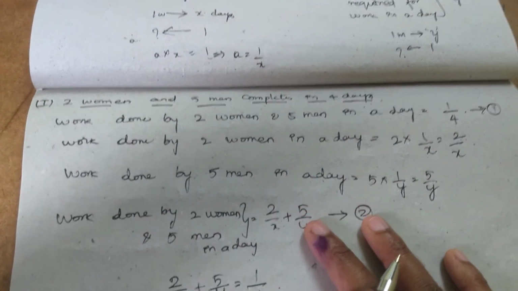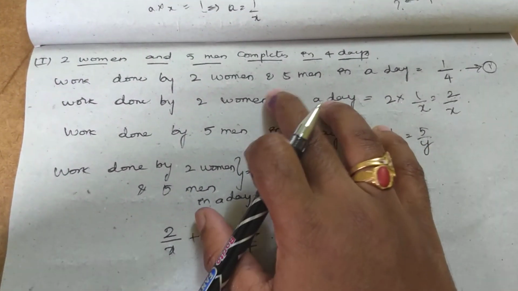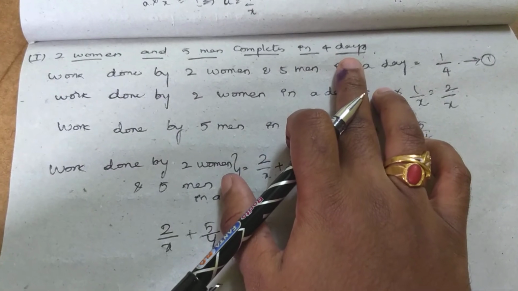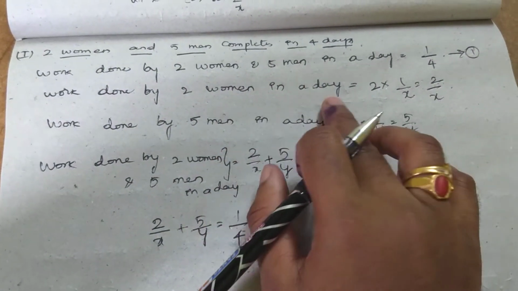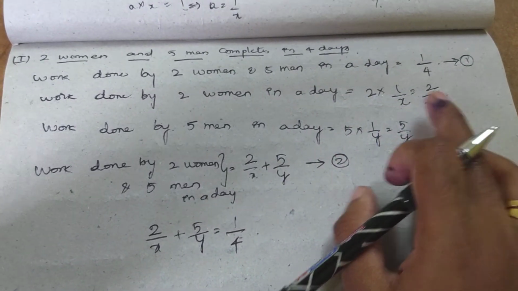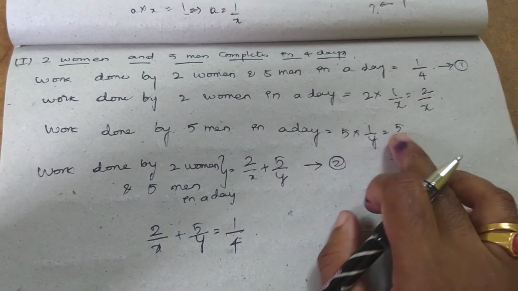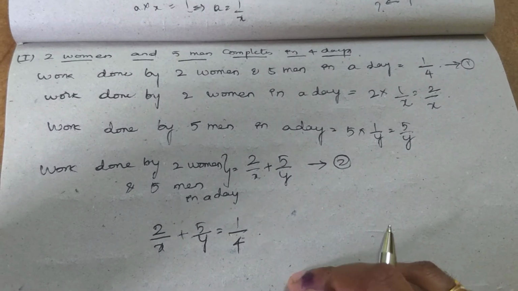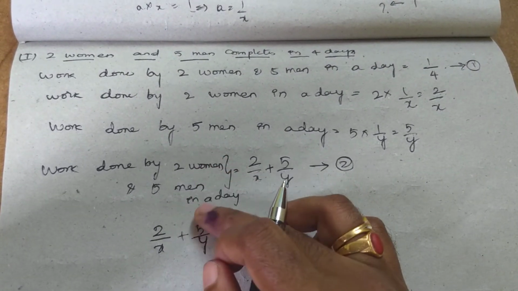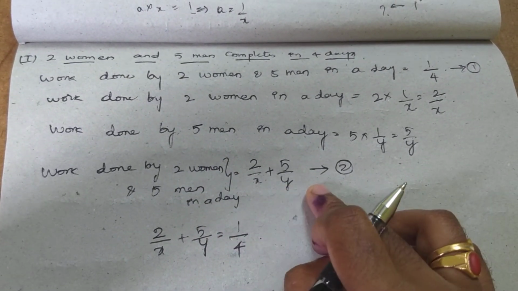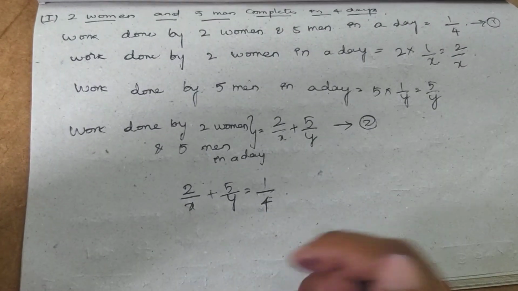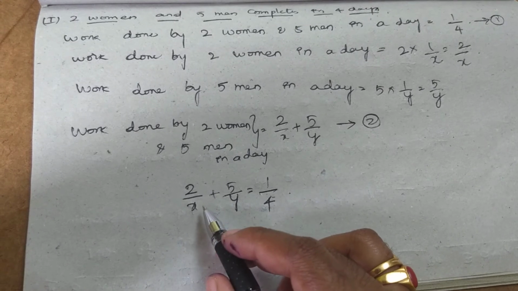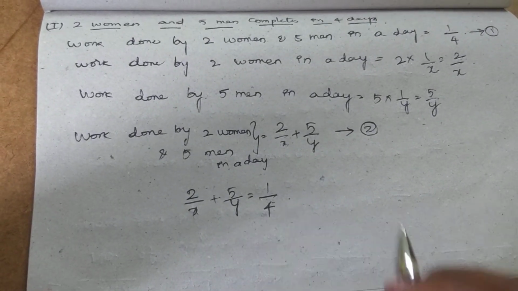After that, let's calculate for the first scenario. 2 women and 5 men complete the work in 4 days, which means the work done in a single day is 1 by 4. Work done by 2 women is 2 into 1 by x, 2 by x. Work done by 5 men is 5 into 1 by y, 5 by y. So the work done by 2 women and 5 men in a single day is 2 by x plus 5 by y, and both will be equal. So we can frame the equation 2 by x plus 5 by y equals 1 by 4.